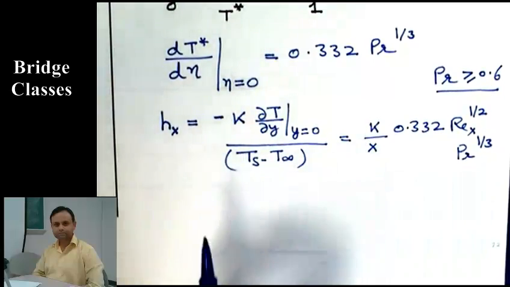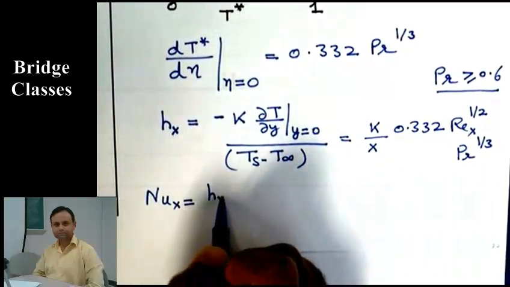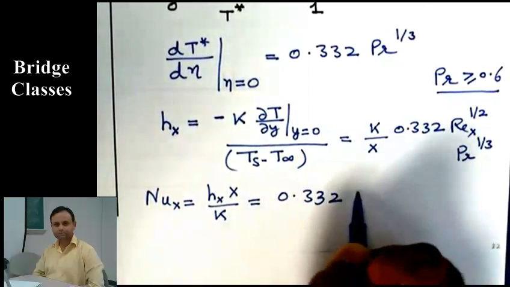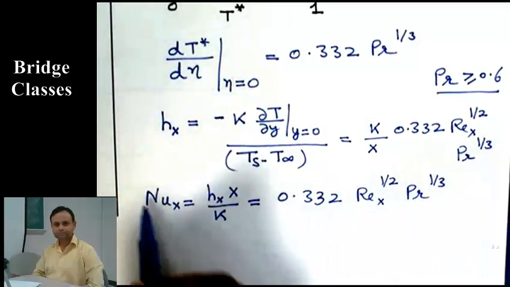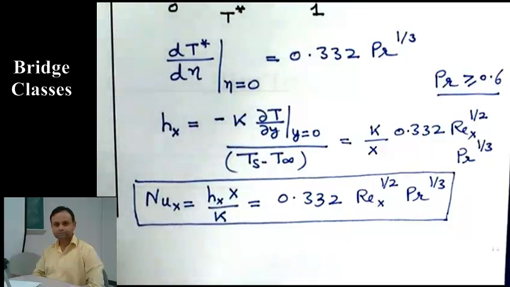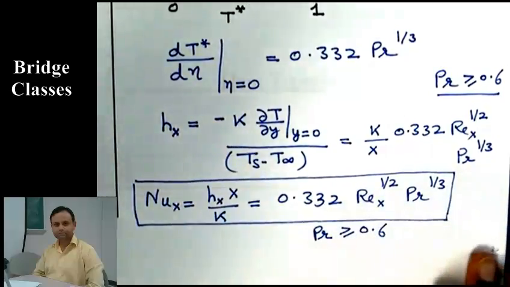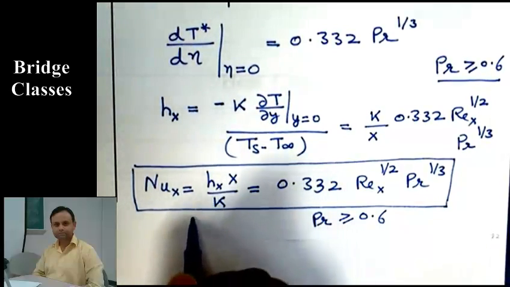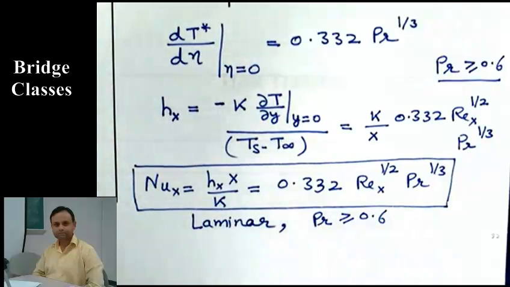We can take x over k to the left hand side, and that becomes the Nusselt number. So you write Nusselt number x, which is hx x over k, equals 0.332 times Reynolds number to the half and Prandtl number to the 1/3. This is the important relation we got, and it is valid when Prandtl number is greater than or equal to 0.6 and the flow is laminar. This solution is only for laminar flow over a flat plate.